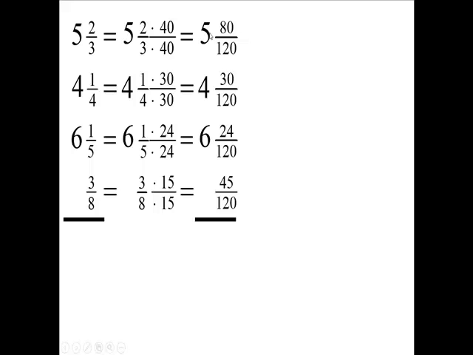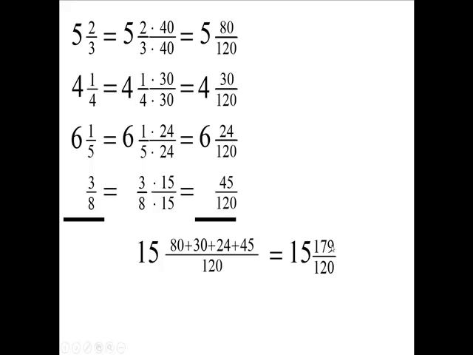So now I add the whole numbers: 5 plus 4 is 9, and 9 and 6 is 15. And then we're going to have 120 for my denominator down here. My numerator is going to be 80, 30, 24, and 45. These 4 numerators, okay? When you add these numerators together, you're going to get 179.